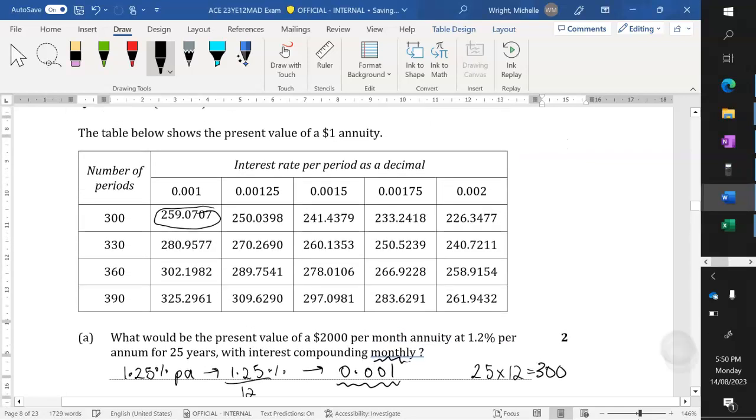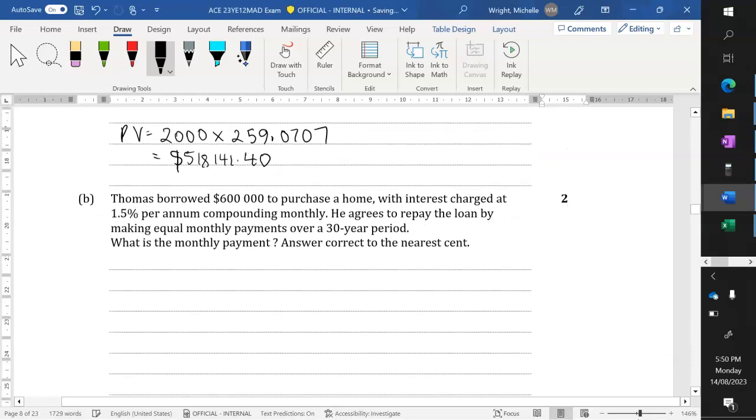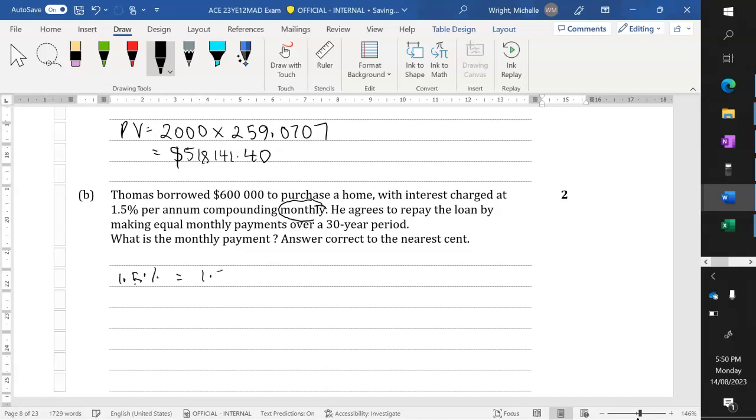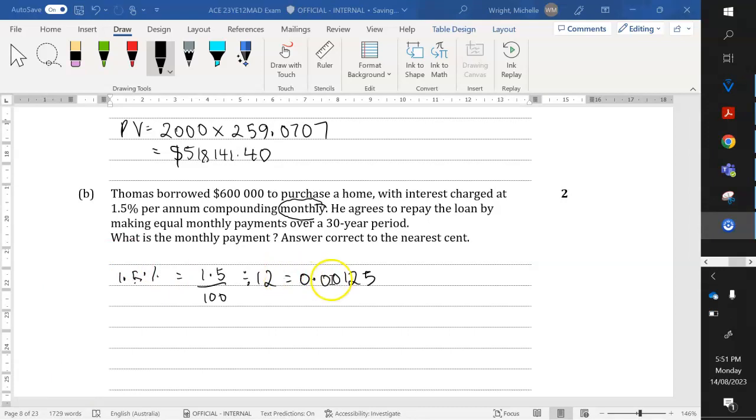So we're still using the table for part B, and now it says Thomas borrowed $600,000 to purchase a home with interest charged at 1.5% per annum, and it's still compounding monthly. So we need to change, like we did above, our rate of 1.5%. We're going to divide it by 100, and then we're going to also divide it by 12 to get our monthly rate. So the rate from the table that we want is 0.00125.